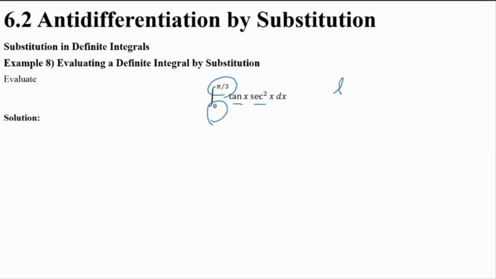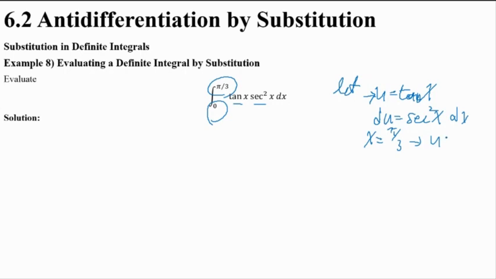So substitution way, let u be tangent x, and du will be secant x squared dx. Wow. Okay, not finished yet. Before, they had no upper boundary. Right now they're given. So when x value is pi over 3, how much is the u value? Answer from here.